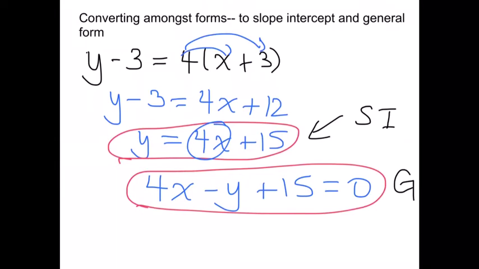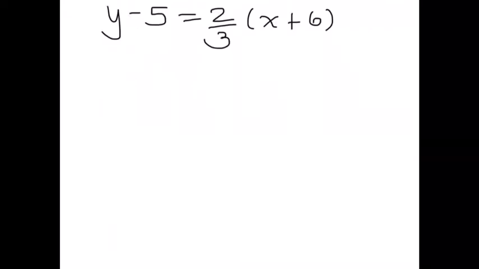Maybe let's throw in some fractions. All right, let's see. We have an equation here, y minus 5 equals 2/3 bracket x plus 6. So we have to go to slope-intercept or general form, and we have a fraction. The easiest way to get rid of a fraction is to multiply both sides by 3.